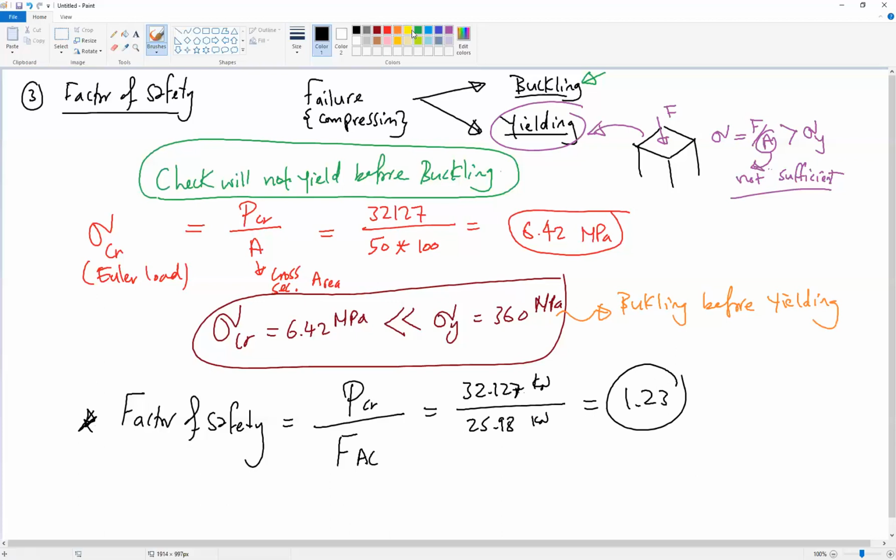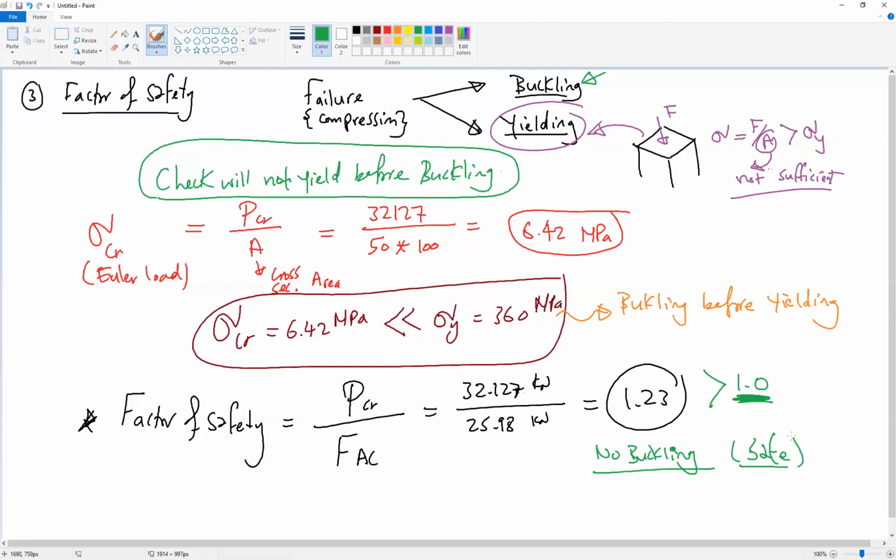Here, as we said, the factor of safety is greater than 1. If the factor of safety is greater than 1, this means that no buckling will occur. So the column is safe, or the member is safe. No buckling will happen.